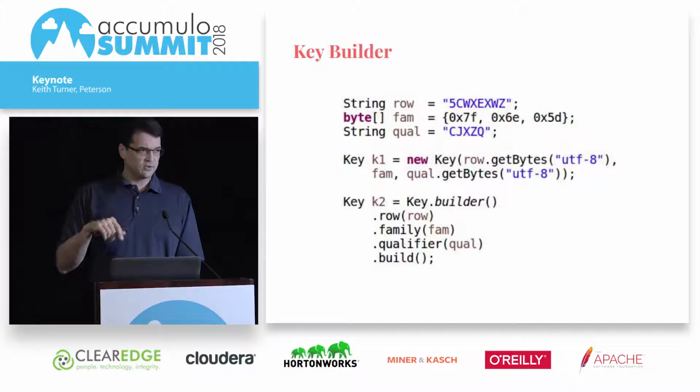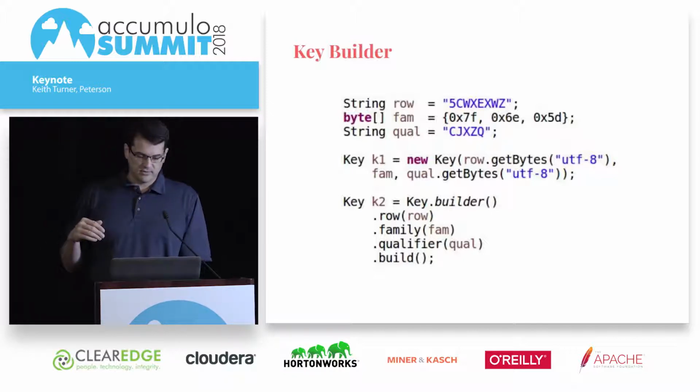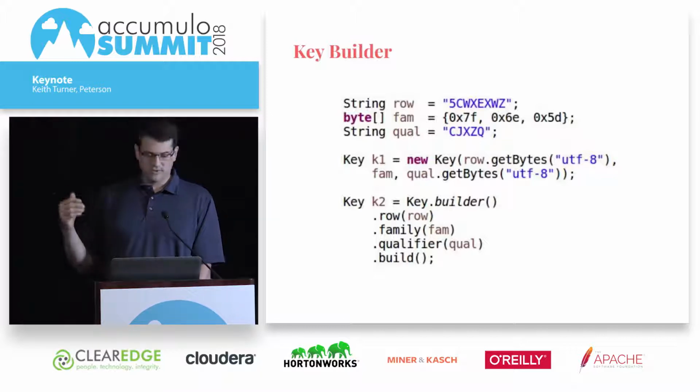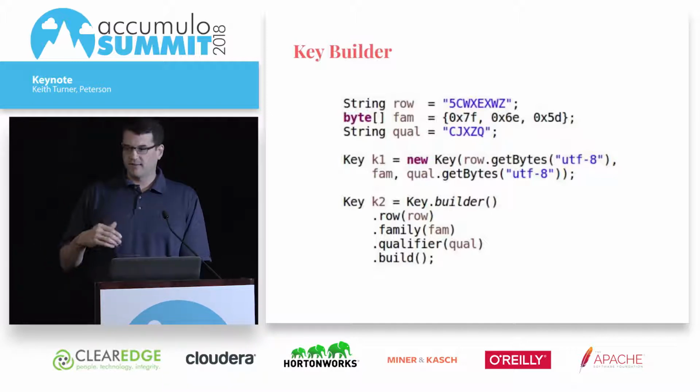So in Accumulo 2, there's this new key builder. And one of the main advantages of the key builder over the existing constructors is it makes it super easy to mix types. So you can just pass your row and your family and your qualifier. They can all be different types. And it's a nice fluent API, and you can build the key much more easily.